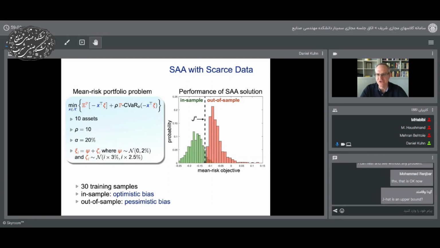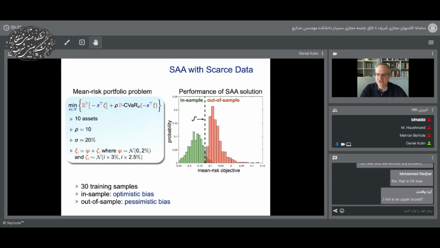Now the results are shown on the right-hand side. I can generate these 30 training samples, say 10,000 times, and each time I can solve the SAA problem. And of course, because the samples are random, the solution of my SAA problem will be random. So the optimal value will then follow some distribution, and this is visualized by the green histogram on the left-hand side.